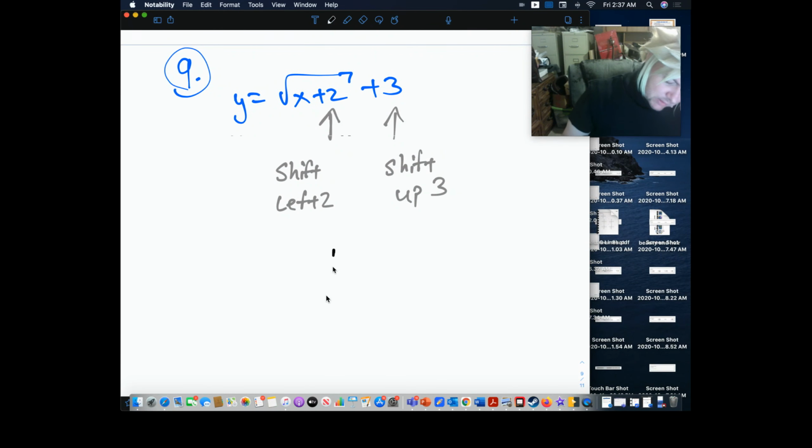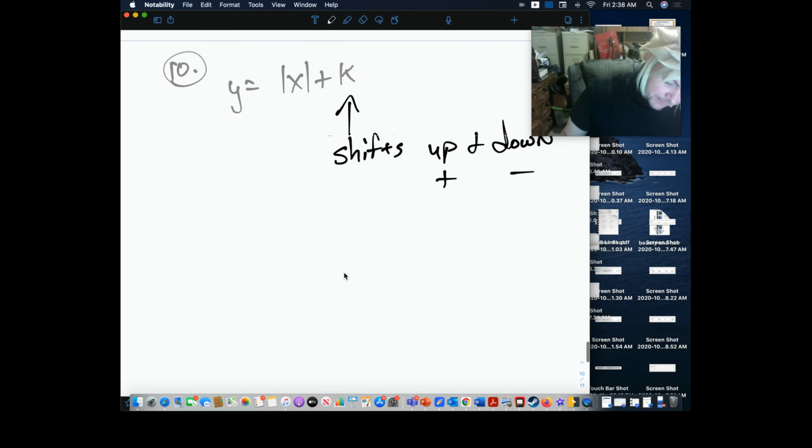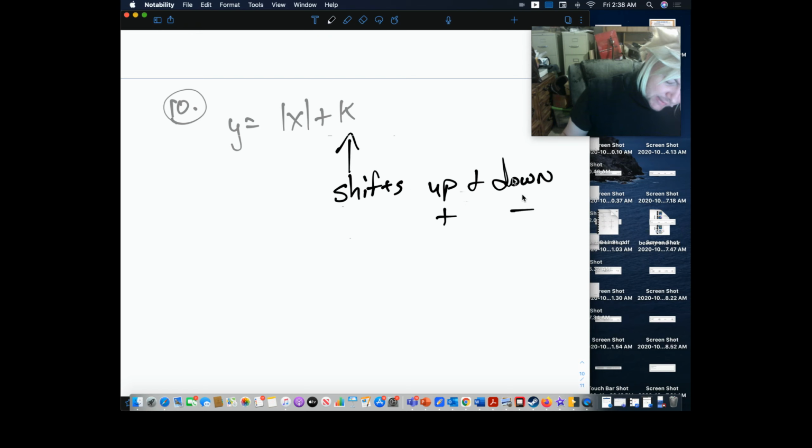By the way, this one here, this one's going to shift left 2 and up 3, so it's going to look something like this. Try to graph these. Yeah, cool. All right. So on the outside, up and down. Hopefully this is starting to click.